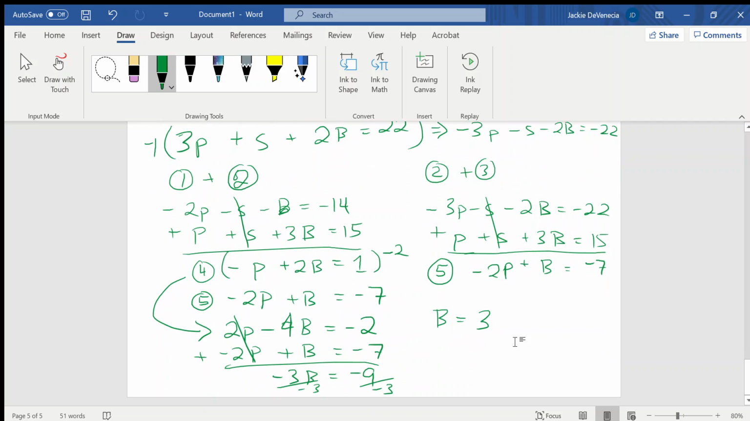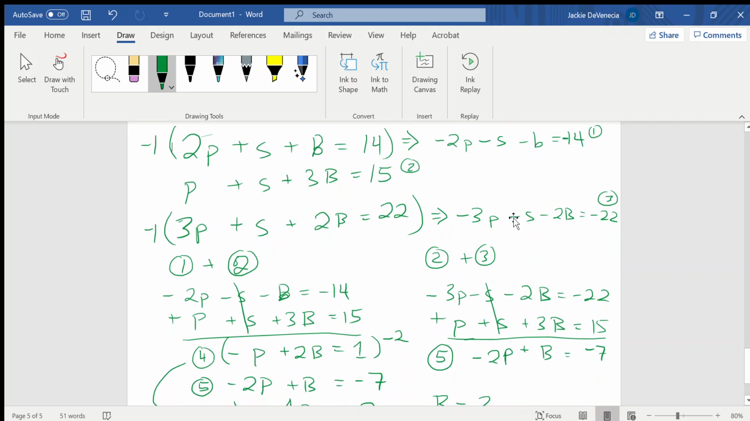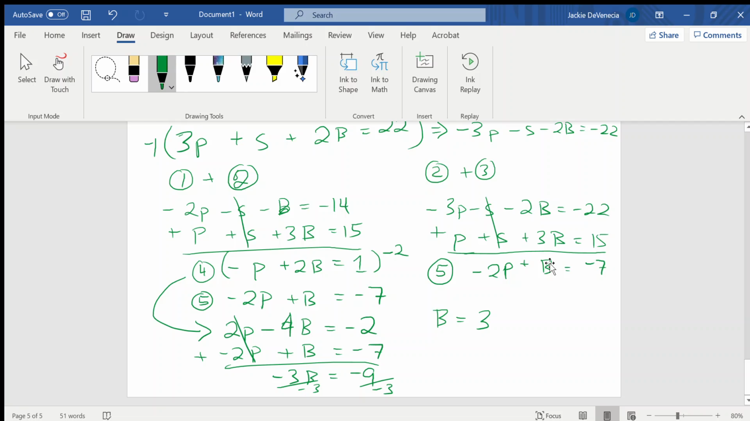Okay, so from here, we can go ahead and find the other variables. So let's look right over here. I have the value of b. It's going to be hard for me to plug it into my original 3 equations because they have all 3 of these variables. So let's look at our fifth equation right over here. Let's try to find the value of p by plugging this 3 for b over there.